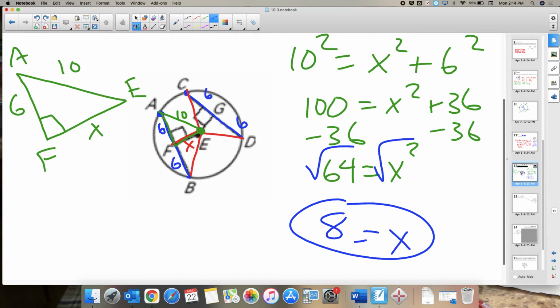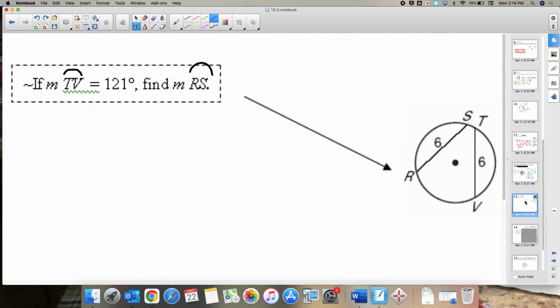In our next example, it says if the measurement of arc TV is 121 degrees, find the measurement of arc RS. Since my chords are equal, the arcs they make will be equal. So since arc TV is 121 degrees, arc RS will also be 121 degrees.